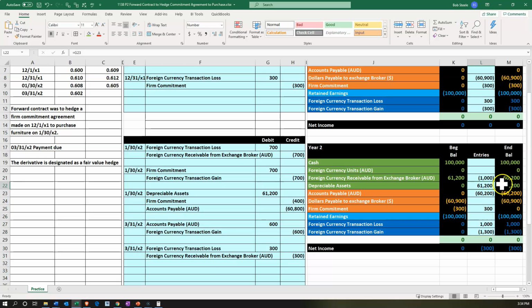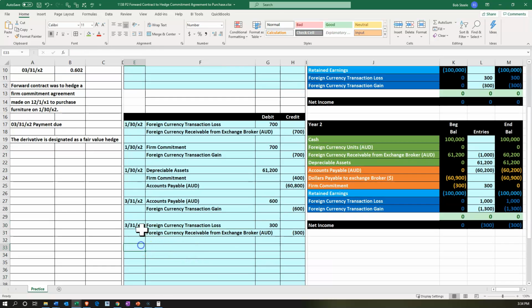Bring in the receivable down to that 60,200, which we had calculated previously. All right, next thing we're going to do, we can pay off the dollars payable to the exchange broker, because this we just pay off in dollars. So no big deal here. We promise to pay them later in dollars, and that's like our currency. So we just pay them off. So we're going to say, all right, that's going to be paid off in dollars.